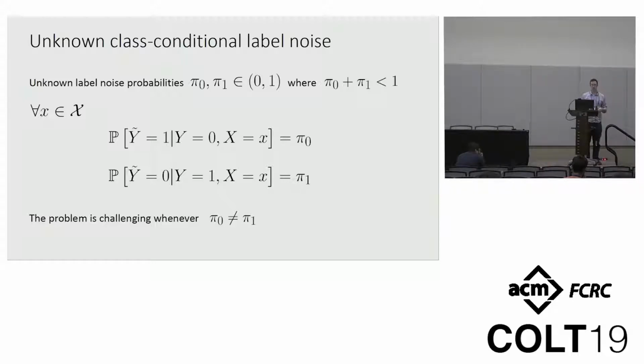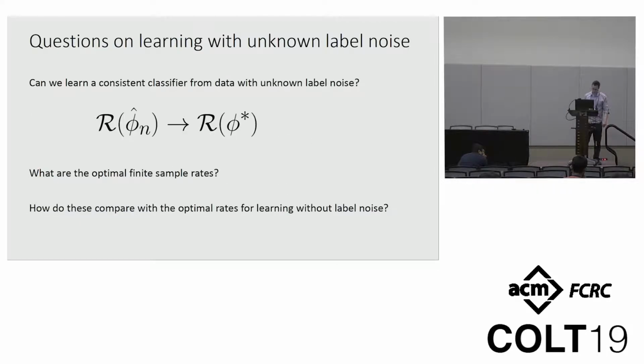And essentially this is because it creates a shift in the decision boundary between the noisy labels and the true labels. So the key motivating questions in this area are, can we learn a consistent classifier from data with unknown label noise? And if so, what are the optimal finite sample rates? And finally, how do these finite sample rates compare with the optimal rates for learning without label noise?